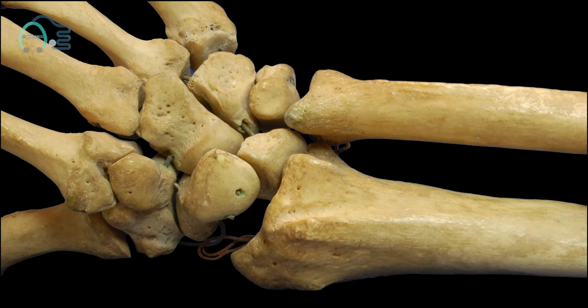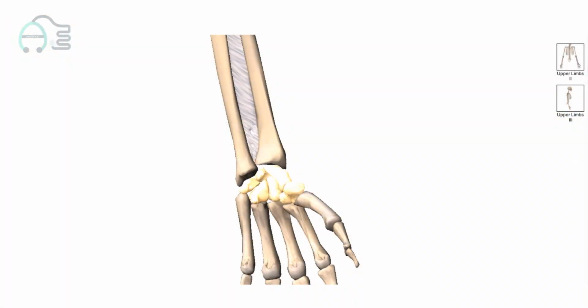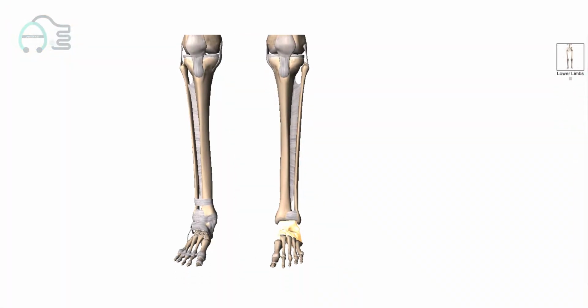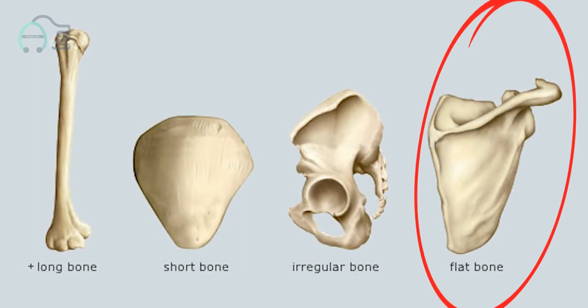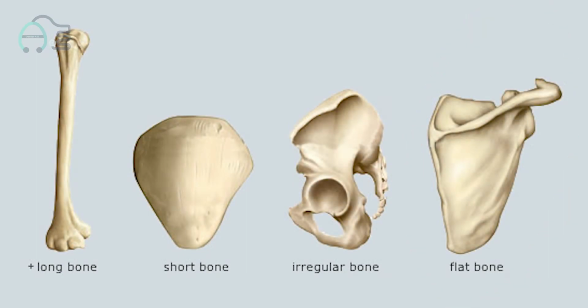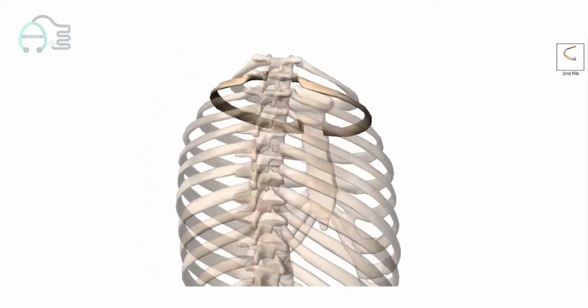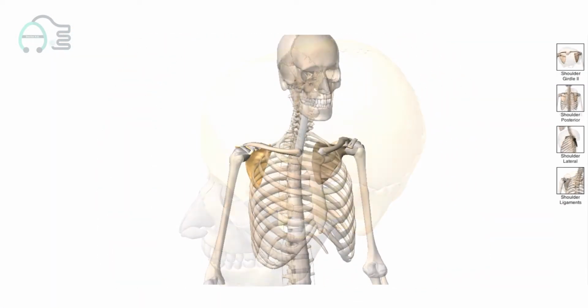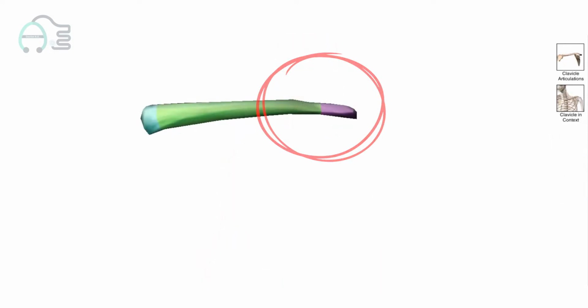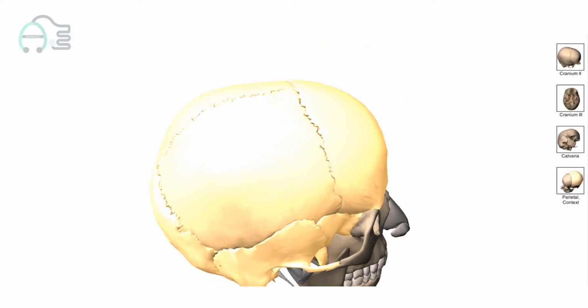Short bones consist of spongy bone and marrow enclosed by a thin layer of compact bone. Example: carpal bones of the hands and tarsals of the feet. Flat bones consist of 2 layers of compact bone with intervening spongy bone and marrow. Examples: the ribs, sternum, scapulae, lateral part of the clavicle, and many bones of the skull.